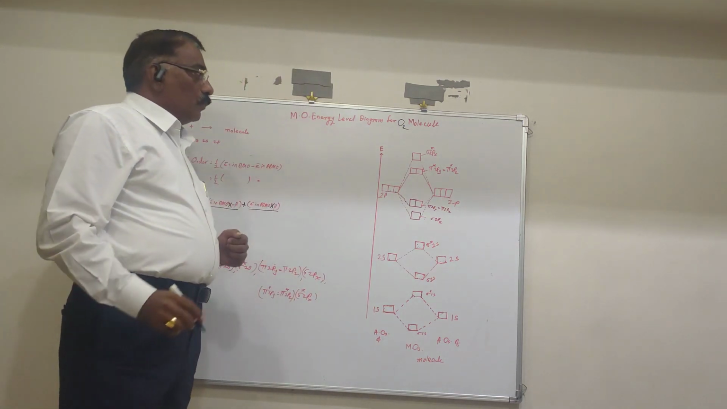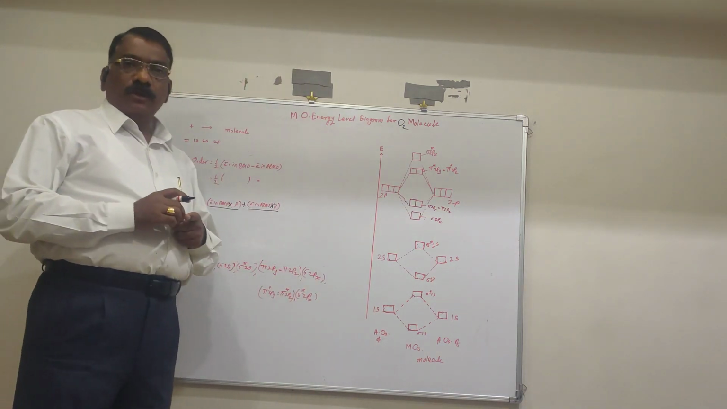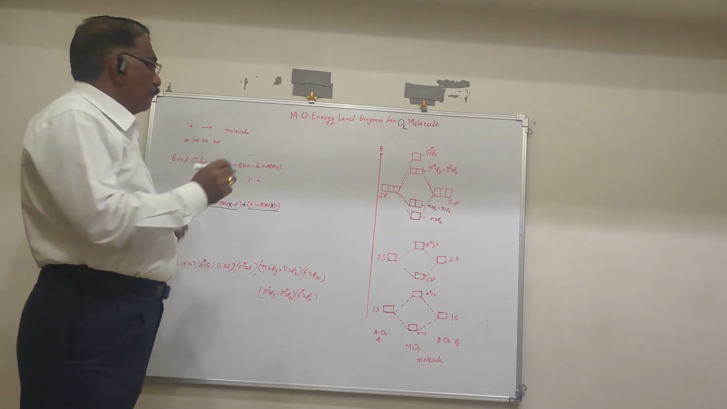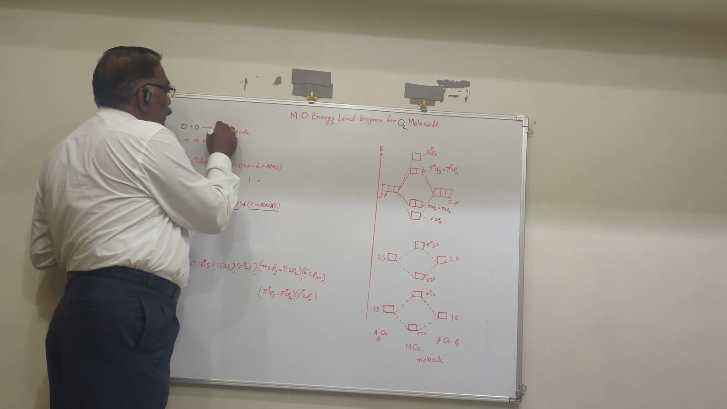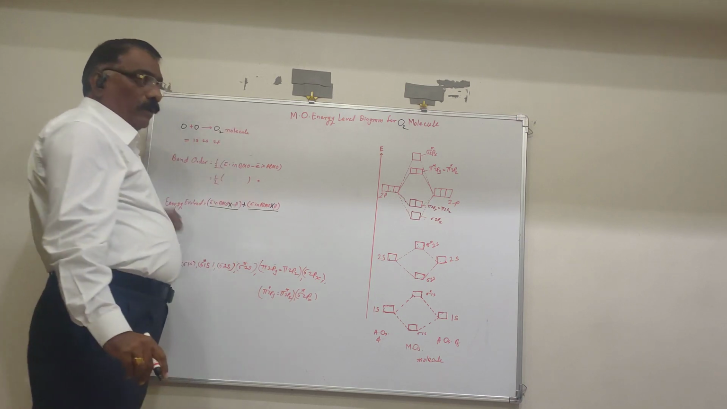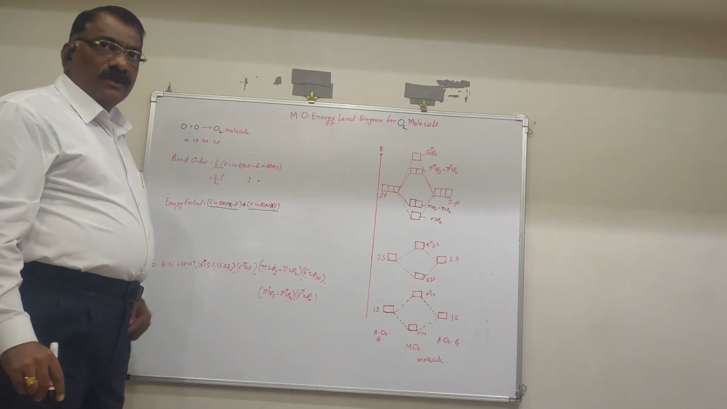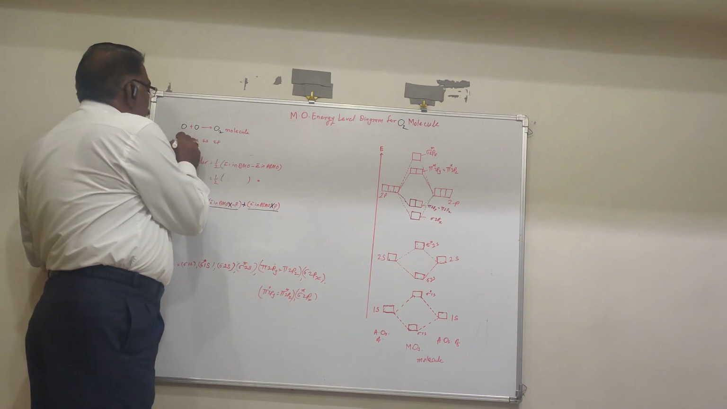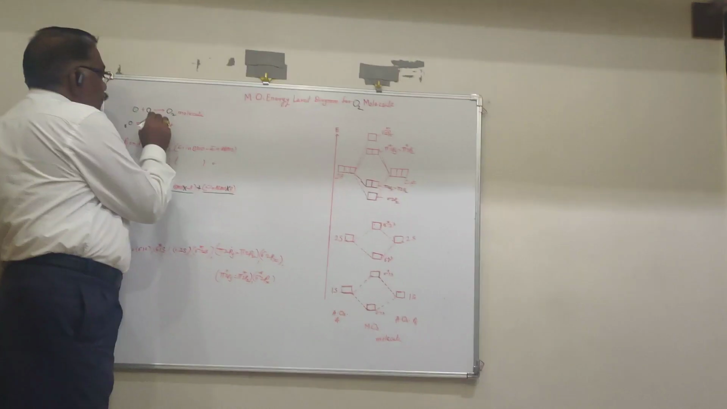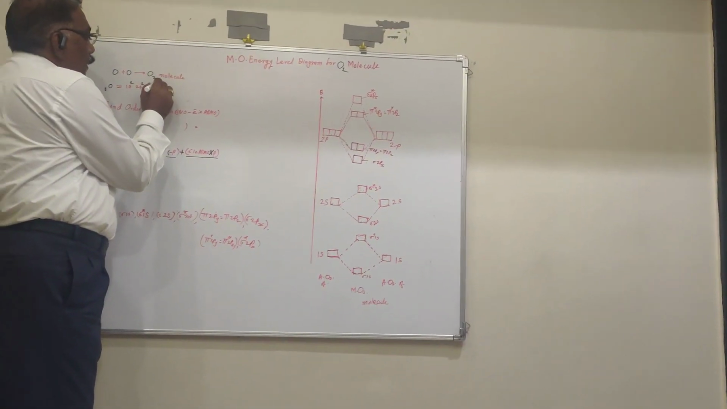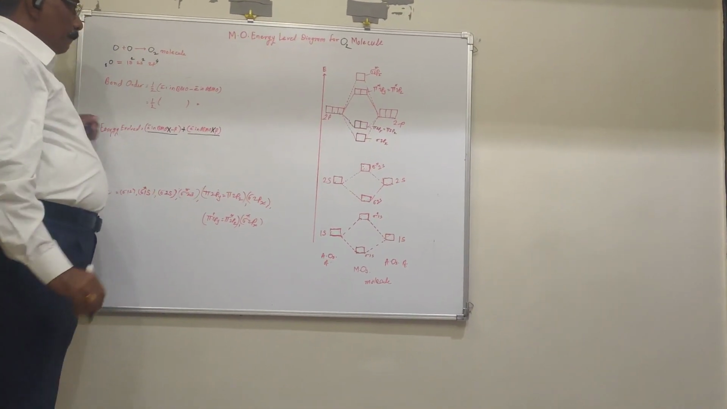Today we are going to see the MO energy level diagram for the O2 molecule. This O2 molecule is formed by the combination of two oxygen atoms, that is, one oxygen atom plus a second oxygen atom. There is formation of the O2 molecule. Oxygen has atomic number 8. Its electronic configuration is 1s2, 2s2 and 2p4.